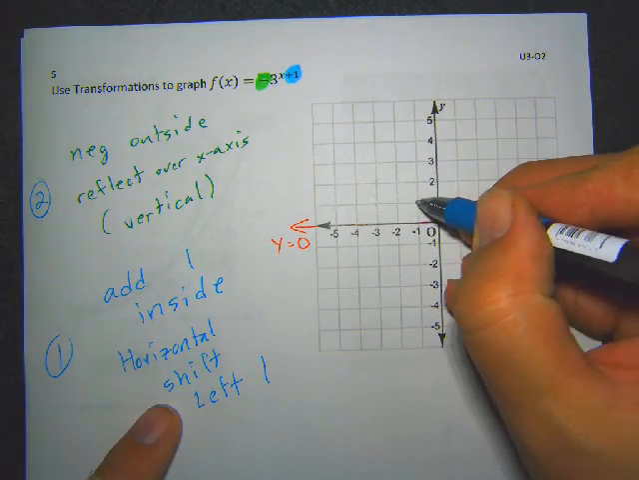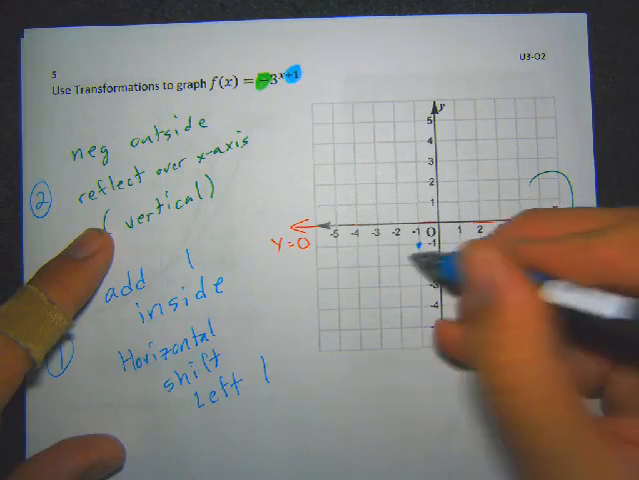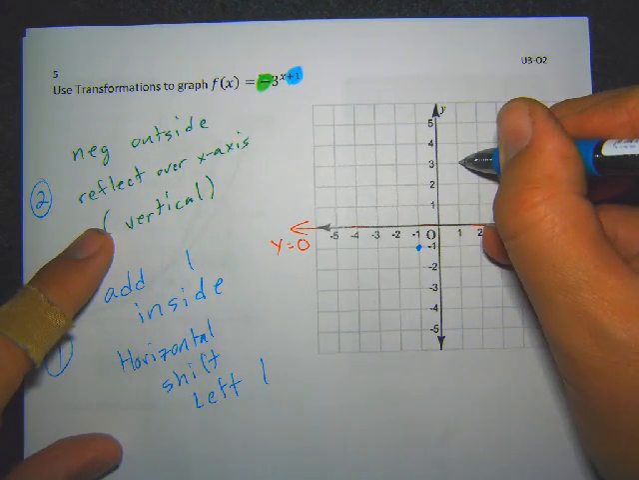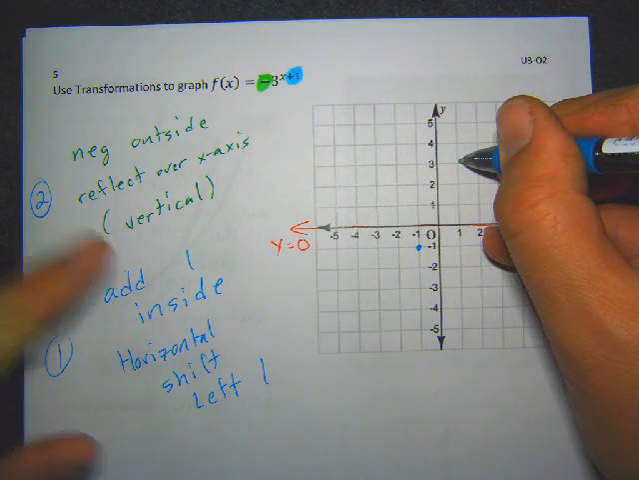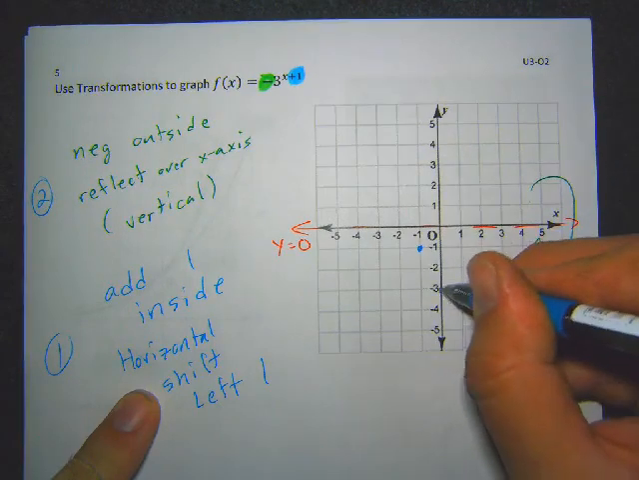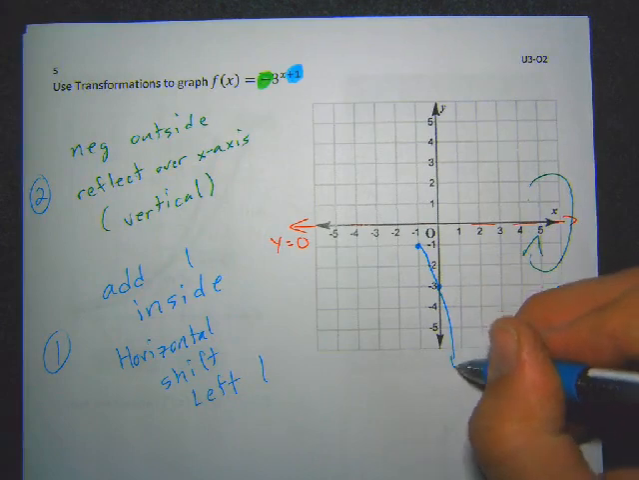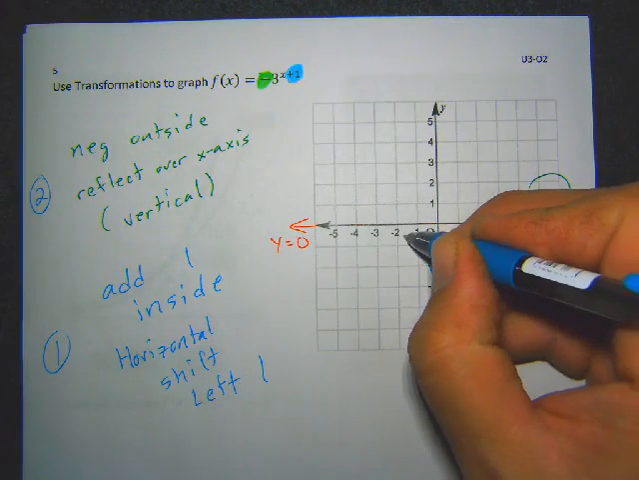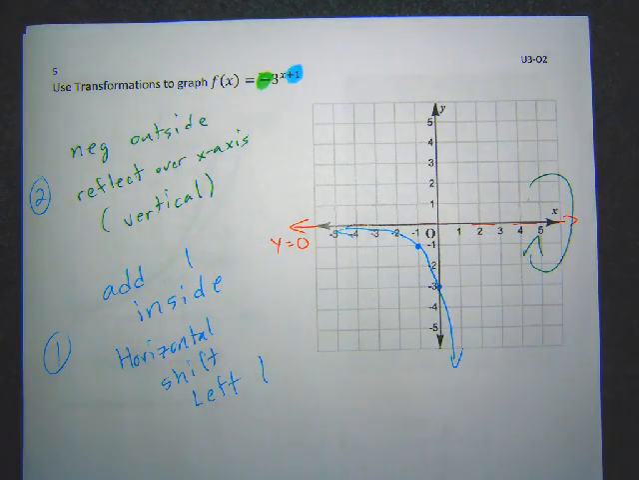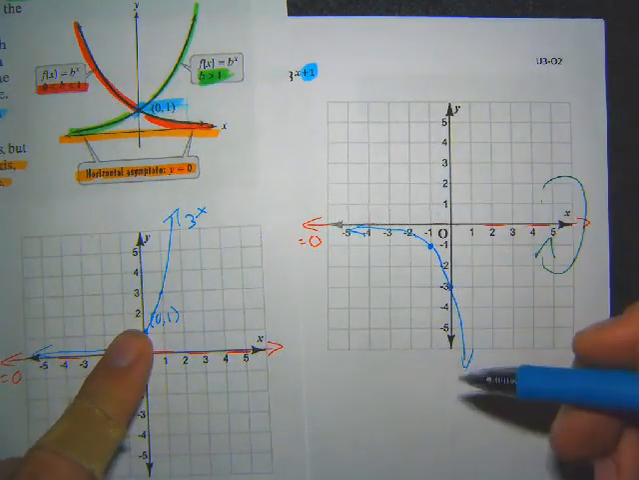So 0, 1 goes left 1 right here, and then reflect over the x-axis, so it's going to come down to here. So that'd be that point. So instead of 0, 1, it'd be down here. And we just saw 1, 3 was a point. So if I take that point and shift it left 1 and reflect over the x-axis, it ends up down here. So what you can see is this one is going to go downwards like this, really steeply, and this side is going to get closer and closer to 0 like that.